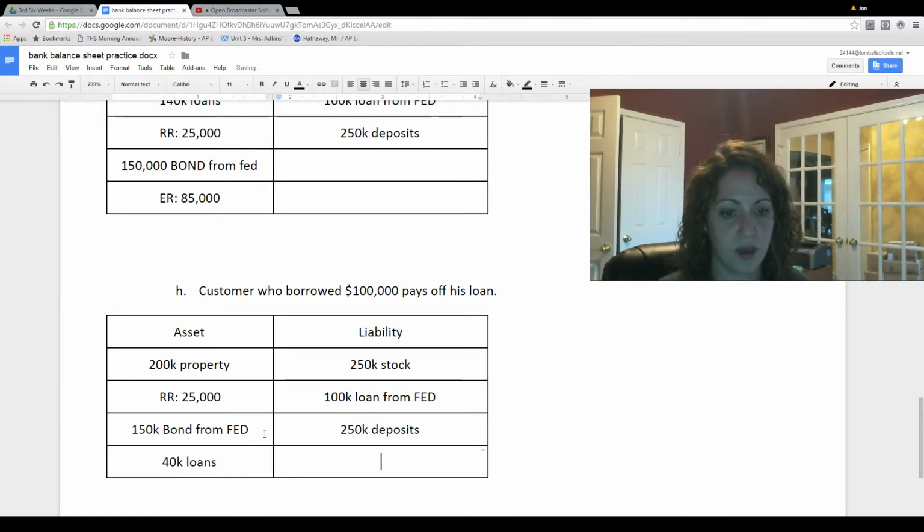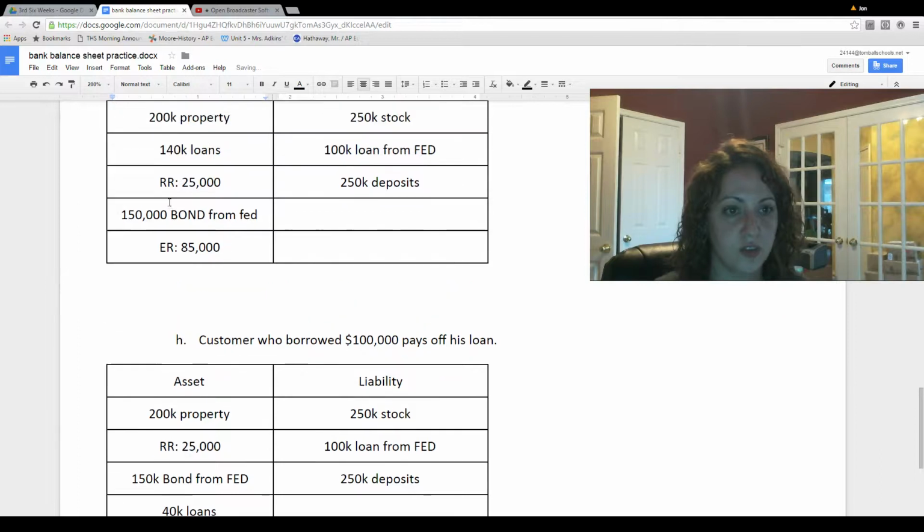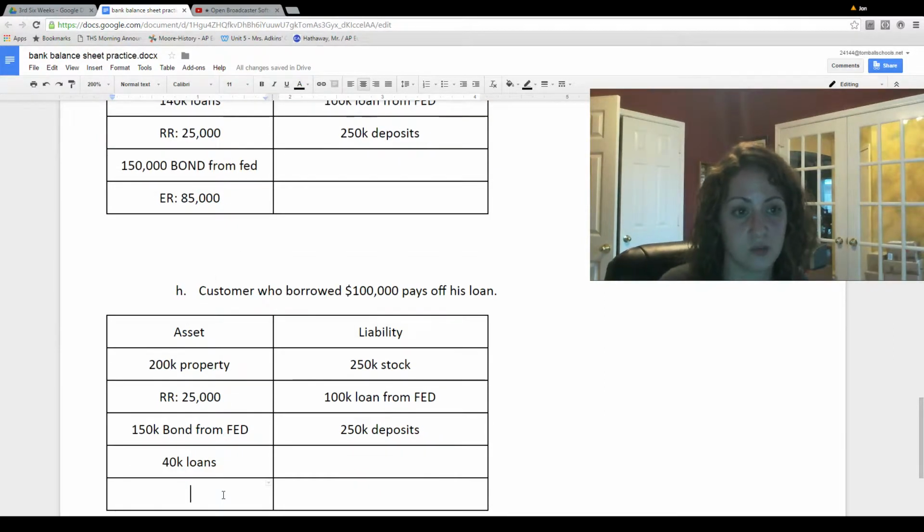But the person that paid off their $100,000, well, all that money is just extra money. They paid it off. It doesn't go back into their bank account. It doesn't go back into anyone's bank account. It's just extra money that we have. And any extra money is excess reserves. So excess reserves is going to go up by 100,000. So we have $185,000 in excess reserves.